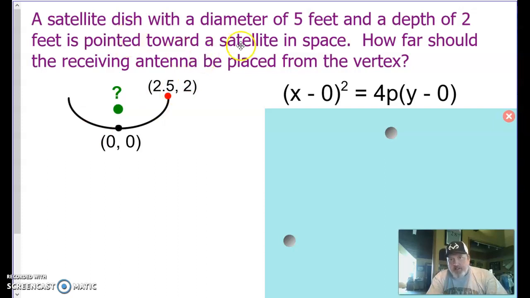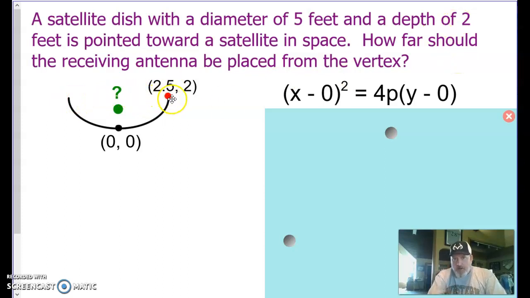So we have a satellite dish that has a diameter of 5. If you think about a satellite dish, it's got a depth to it. It's not just flat. If you were to lay it on the ground, it would hold water. So it has a diameter here of 5 feet. This is definitely larger than your DirecTV dish on your house. It has a depth of 2 feet.